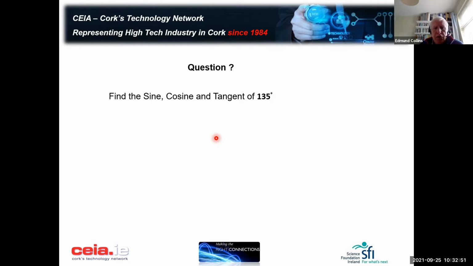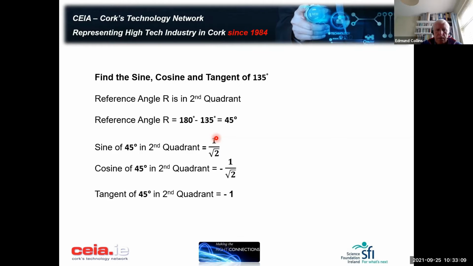Remember, 135 is greater than 90 and less than 180, so we're in the second quadrant. To find the angle, 180 minus 135. So the reference angle in this case, 180 minus 135, is 45. Sine of the 45 in the second quadrant is 1 over √2. We know that's positive because from the ACTS diagram, sine in the second quadrant is positive.